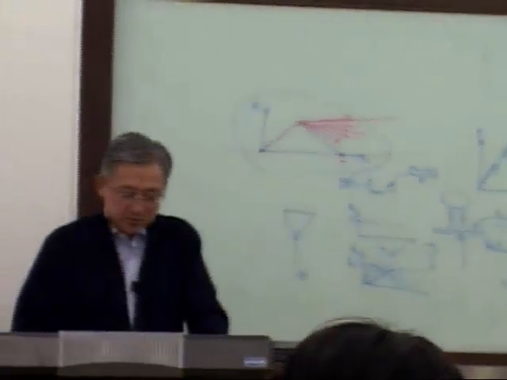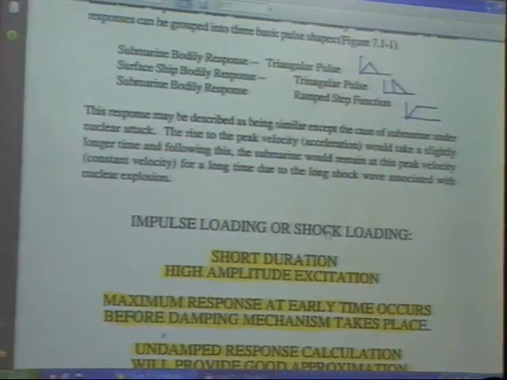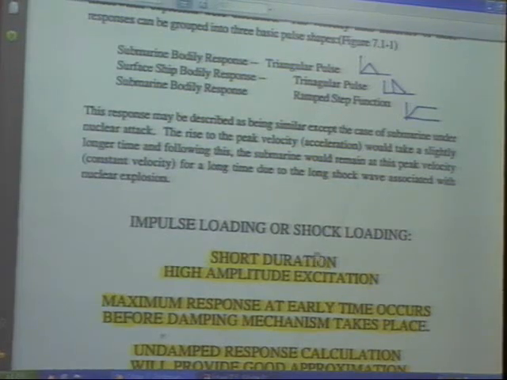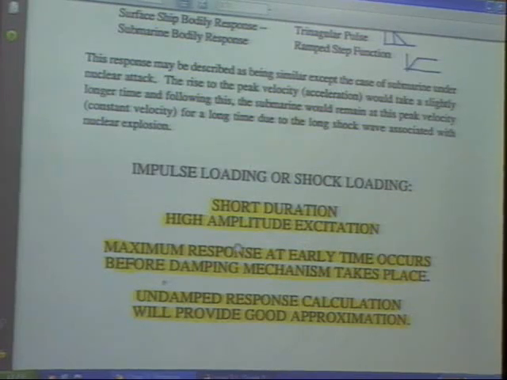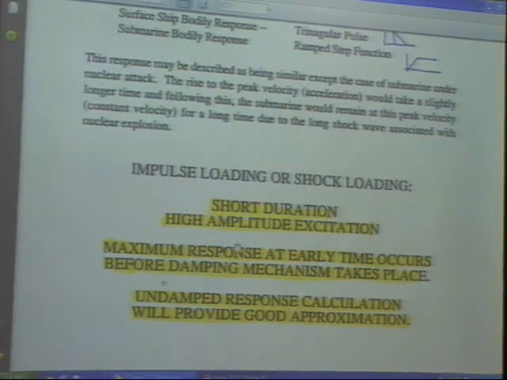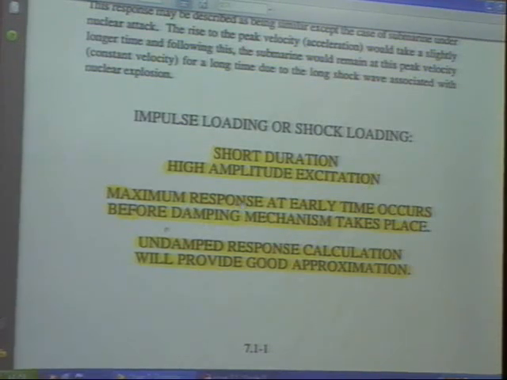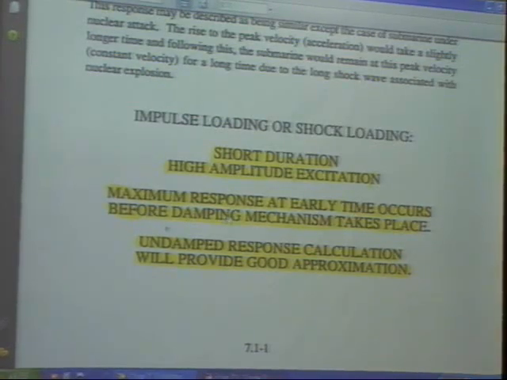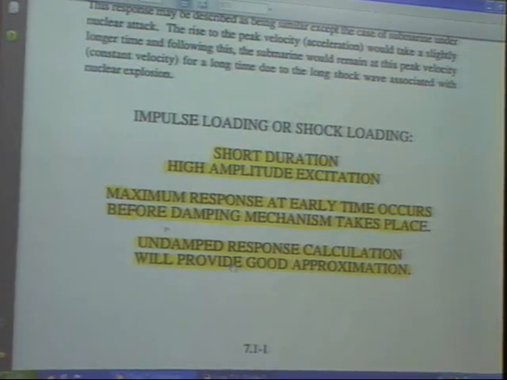Okay, so I want you to read here. Impulse loading or shock loading is a very short duration, high amplitude excitation. It's so quick that all the damping mechanism is in deep sleep, and the maximum response at early time occurs before the damping mechanism takes place. Bang! And the shock wave is gone.